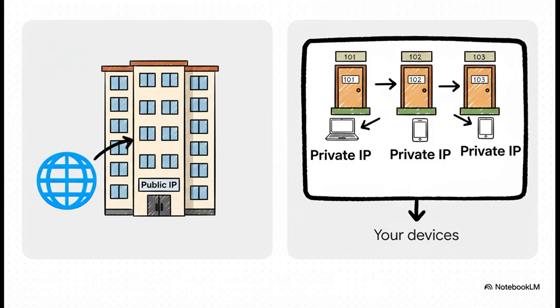But inside that building, your router needs a way to get the mail to the right apartment, right? That's where private IPs come in. They're like the individual apartment numbers for your laptop, your phone, and your smart TV, so your router can direct traffic correctly within your home network.